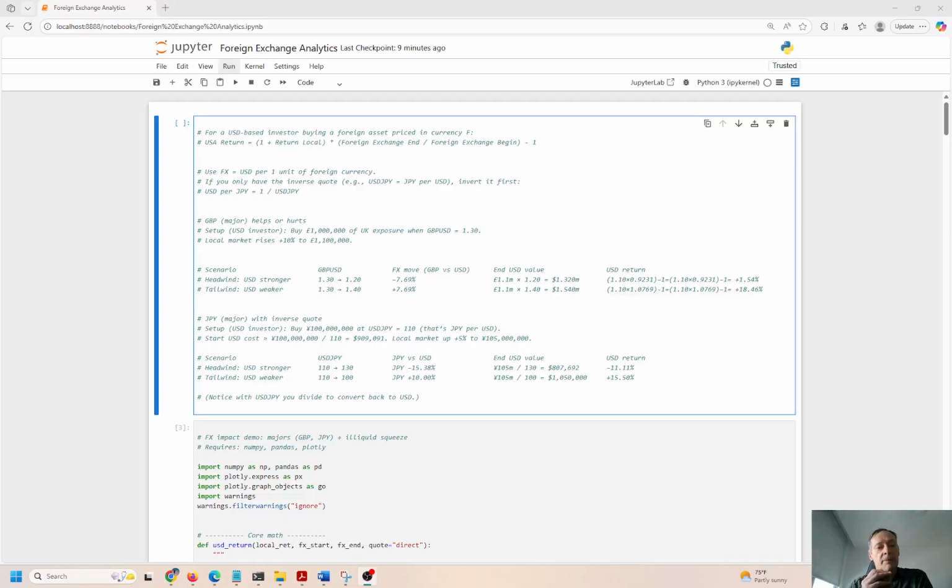Again, this is not investment advice. I'm just looking at the statistics behind FX, right? All the mathematics, the data science, the computer science, the finance, things like this. But it's not investment advice.